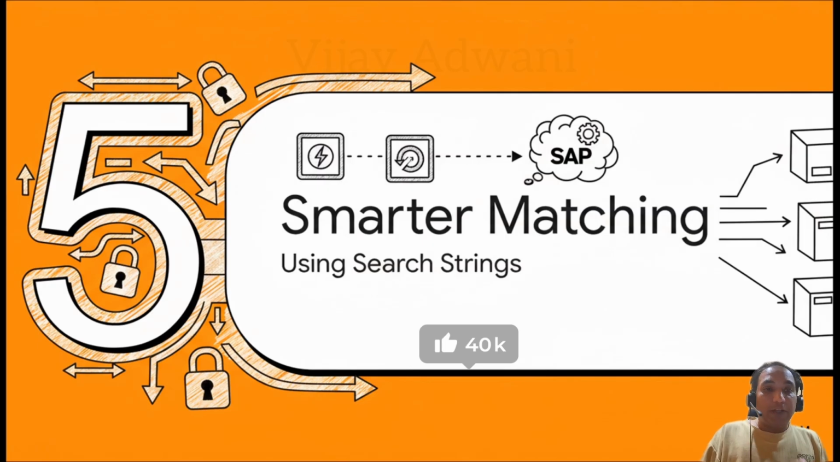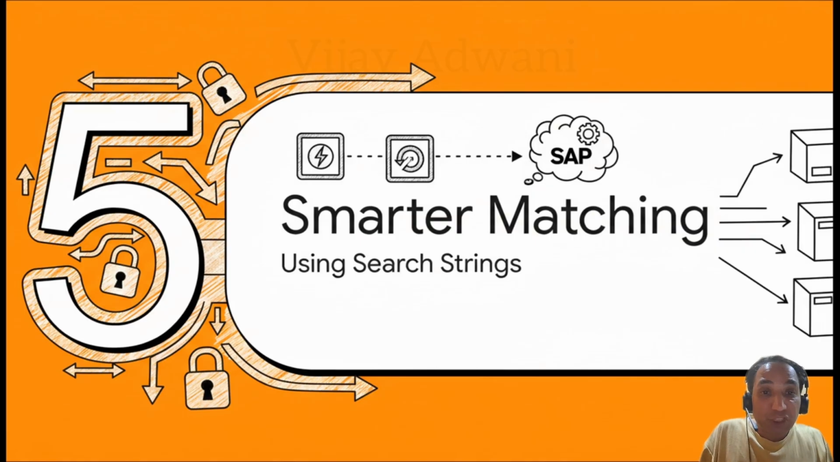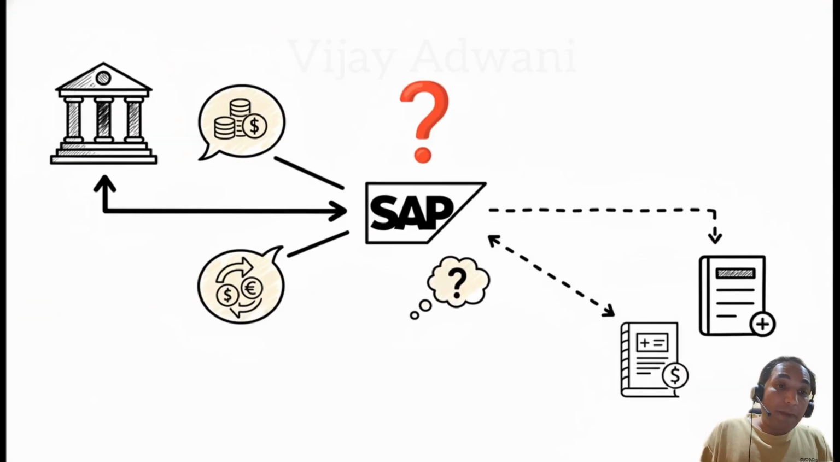Okay, that's great for the simple stuff, but you know what? Real life is messy. What happens when the bank gets lazy and uses the same transaction code for two totally different things? Well, this is where SAP gets really clever. So here's the new puzzle. The bank uses the code NCHG for regular bank charges, but they also use it for foreign exchange fees.